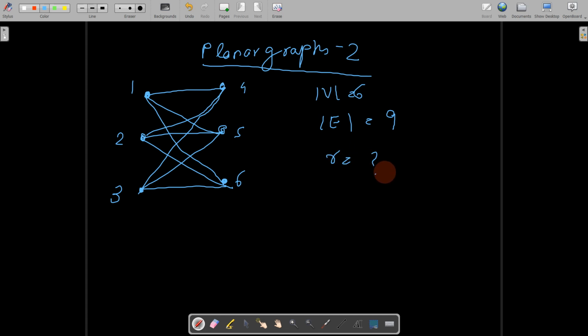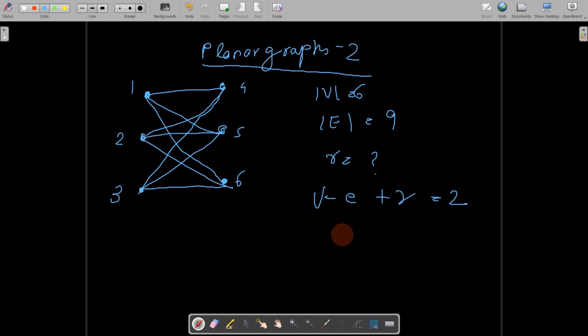For a graph to be planar, the necessary conditions are, number one, Euler's formula: vertices minus edges plus regions is equal to 2. This condition is definitely true, it cannot be false. And there is one more inequality that we saw in part 1 of the video. If you have not seen part 1 of planar graphs, you can find it in the playlist of discrete mathematics. You can check that video first.